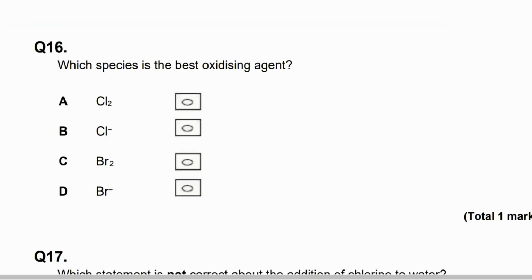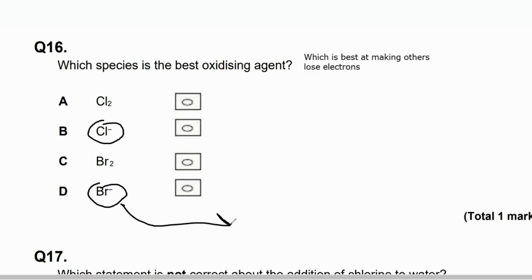Question 16, which species is the best oxidizing agent? Once again, what do we mean by oxidizing agent? We mean which one of these species, which chemical, compound, ion, atom, element, wants to take electrons, get itself reduced, and cause something else to lose electrons? We can see bromide ions and chloride ions can't take electrons off anything. They've already got a full outer shell. So negative ions tend not to be very good oxidizing agents because they already have a full shell. To oxidize something, to take its electrons, you need to have space for electrons yourself. So A and B and D are not going to be the correct answer.